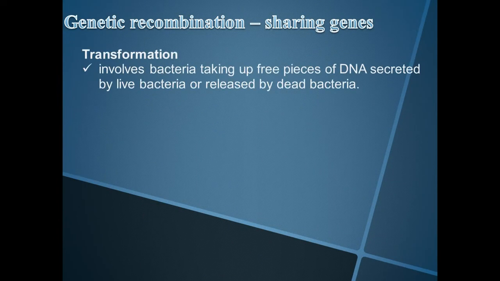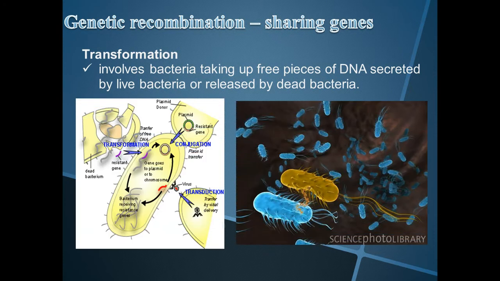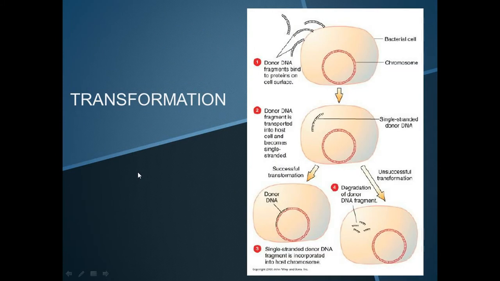Another way for bacteria to share genes is through transformation. This involves bacteria taking up free pieces of DNA secreted by live bacteria or released by dead bacteria. So if bacteria suddenly die, for whatever reason, their DNA becomes floating in the environment of other bacteria, and in transformation, the living bacteria can simply take it up, probably through phagocytosis, like we learned about earlier. And that DNA just becomes part of the living bacteria's DNA. This is how transformation works.